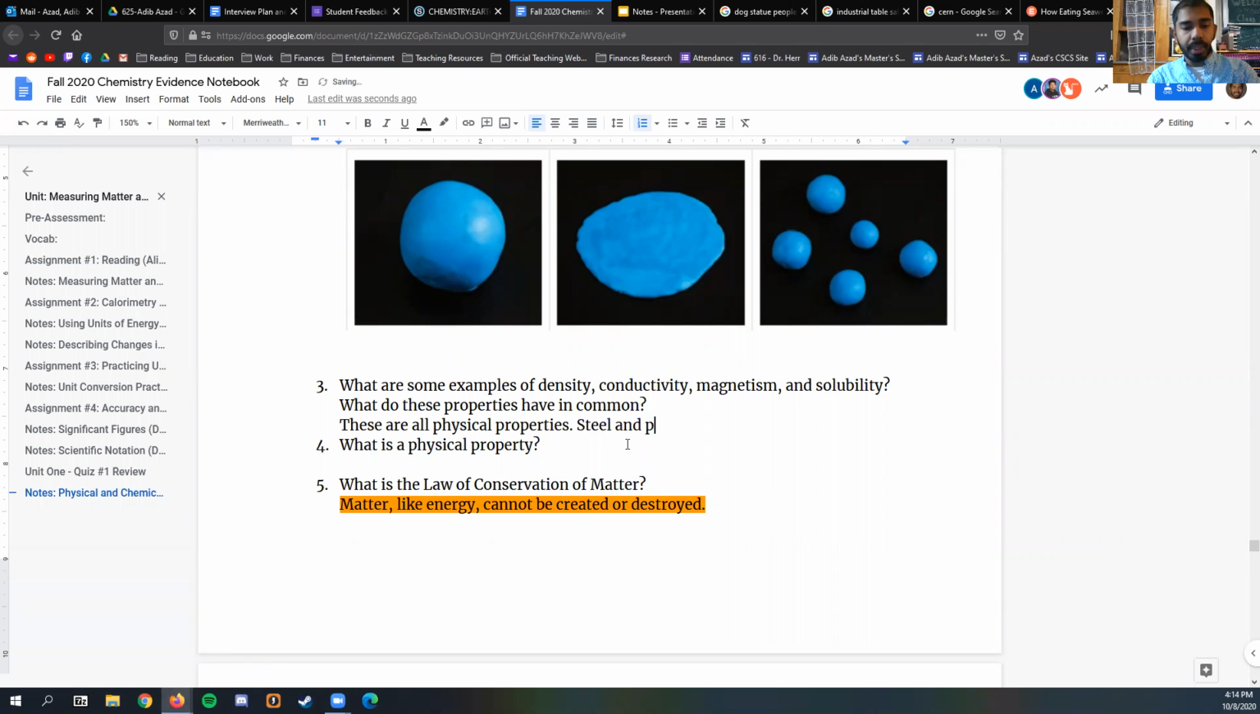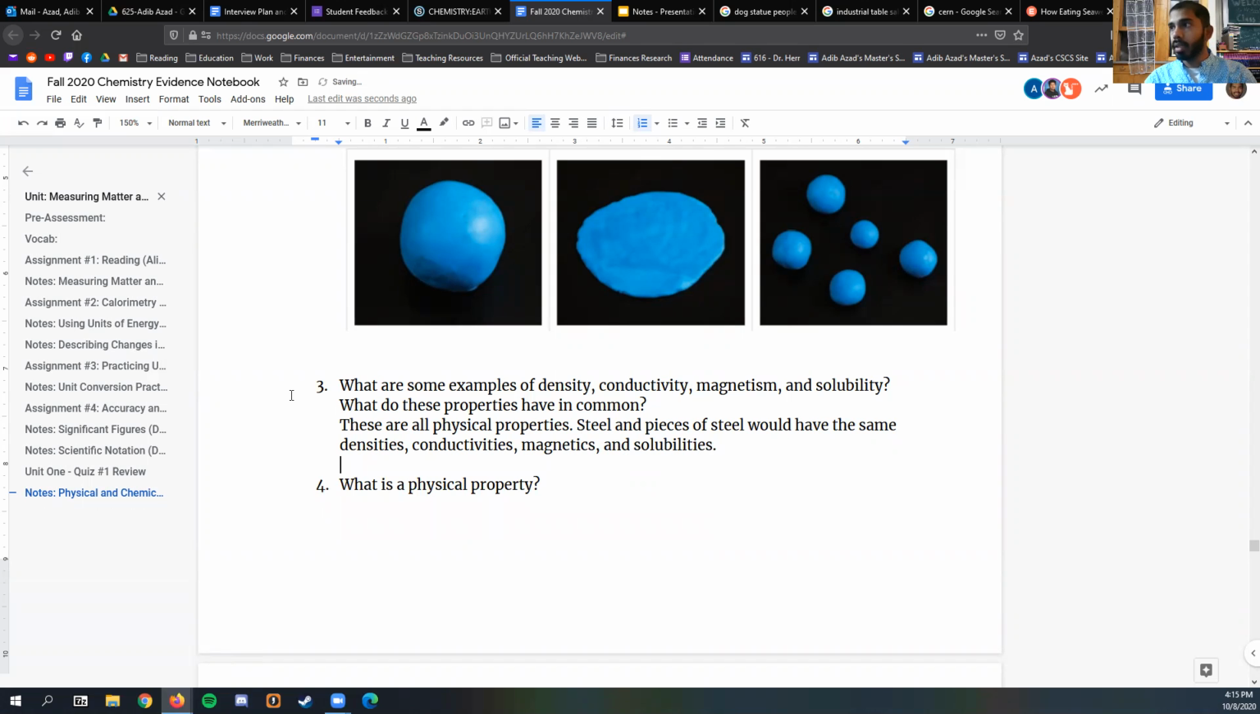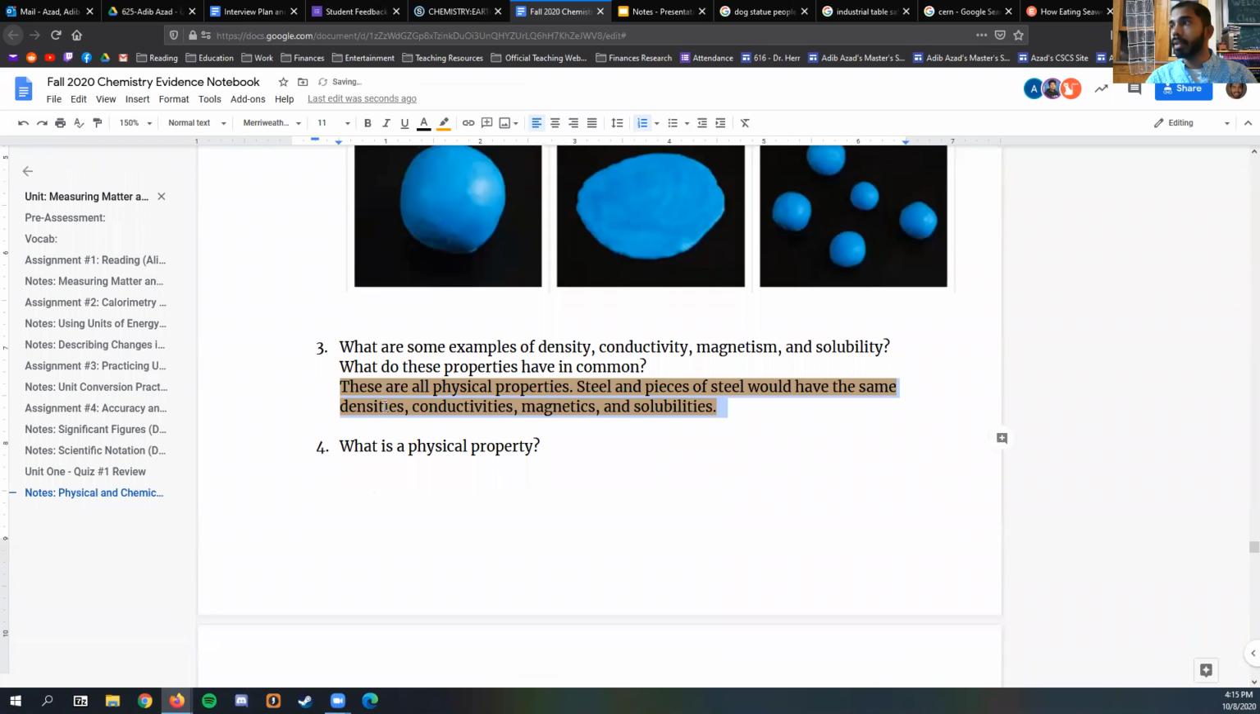Steel and pieces of steel would have the same densities, conductivities, magnetics, and solubilities. So as per usual, let's just highlight that orange, real colored up.